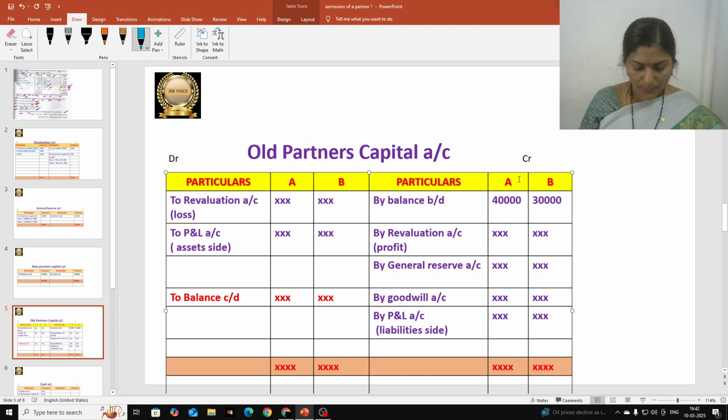So Amar, and here Akbar, and here also we will change to Amar and Akbar.